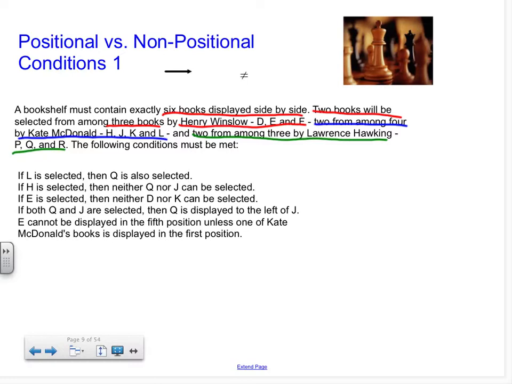1. If L is selected, then Q is also selected. 2. If H is selected, then neither Q nor J can be selected. 3. If E is selected, then neither D nor K can be selected. 4. If both Q and J are selected, then Q is displayed to the left of J. And 5. E cannot be displayed in the 5th position unless one of Kate MacDonald's books is displayed in the 1st position. So let's break through the following conditions step by step.